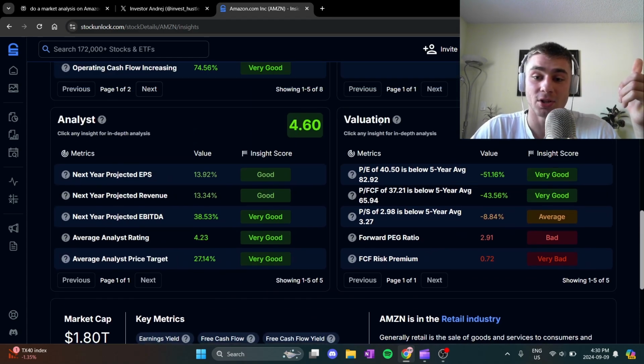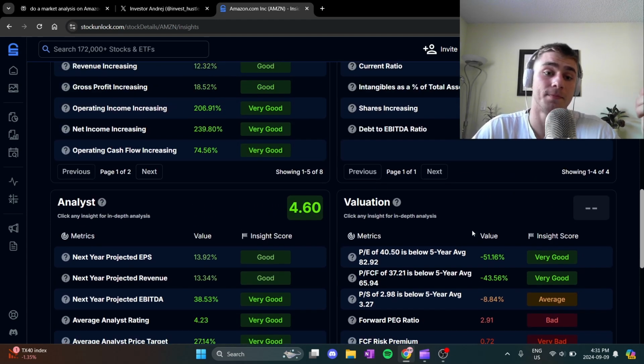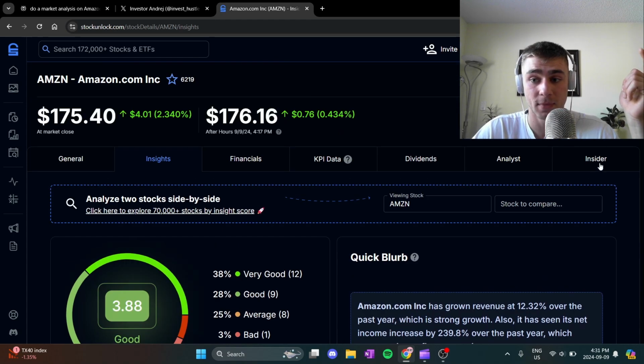And a couple more things. You can see the valuation, and I really like how it gives you a 5-year average. It tells you that the 5-year average price to earnings was 82, and it is currently sitting at 40, which is a 51% discount. It'll give you the forward price to earnings growth ratio, which is usually not right, and it is not right for this. It's not 2.9; I believe it's below 1 for Amazon. It'll give you the analyst predictions and whatnot.